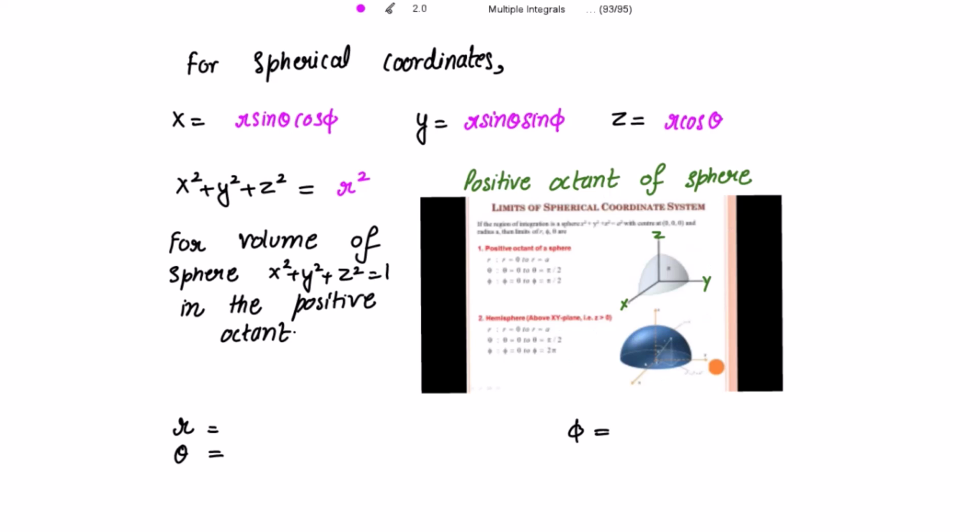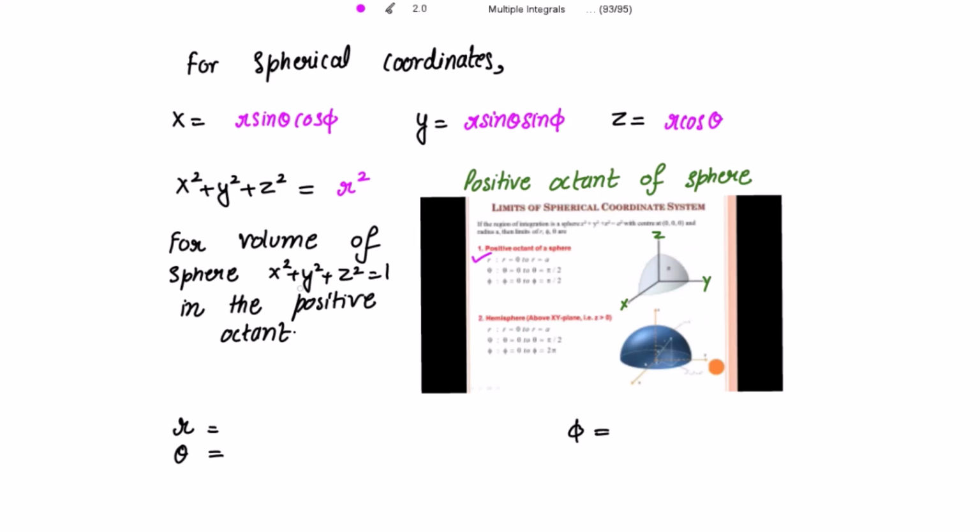For positive octant of sphere, the limits for r vary from 0 to a. And the limits of theta vary from 0 to pi by 2. And for phi, the limits vary from 0 to pi by 2. And then it is given for the hemisphere. That is not required, just the first one.